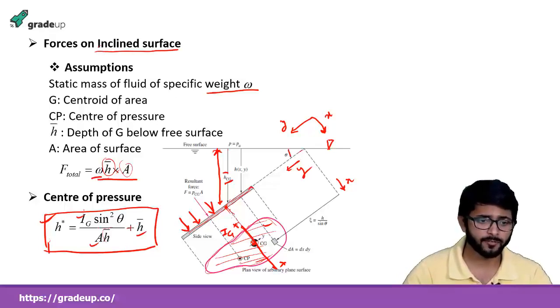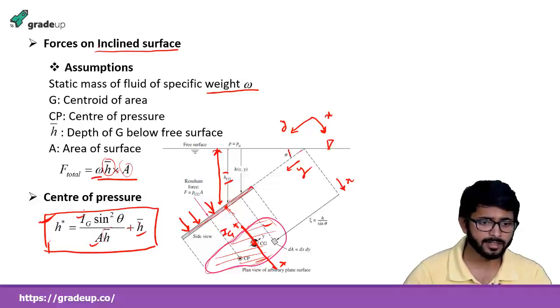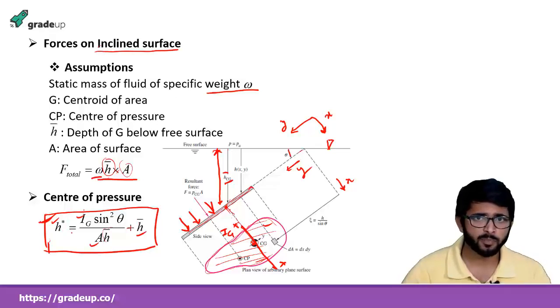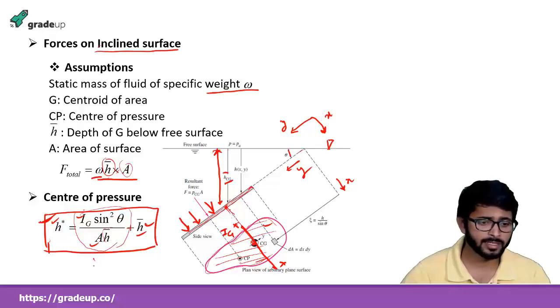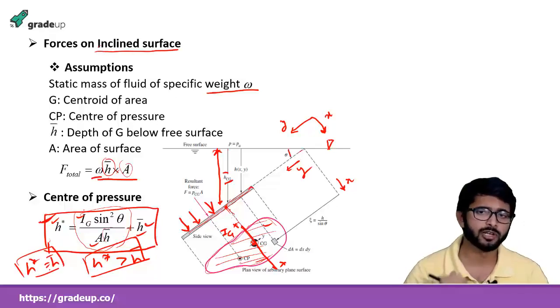So from this equation of center of pressure we can say that H star, the center of pressure, will always be more than h bar, the height of the center of gravity from the free surface, by an amount IG sin square theta upon A h bar. So H star will always be greater than h bar. Okay. There is a special condition: H star is equal to h bar when the surface is in the horizontal plane.